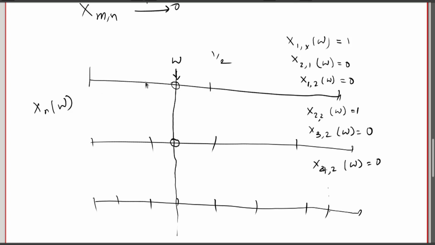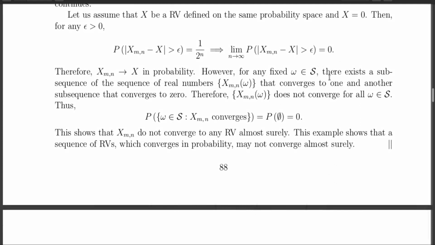So that basically means that for any omega in the interval 0 to 1, this sequence of real numbers does not converge. That's the point here, and that's what we have done here. You fix any omega in S, then there exists a subsequence of the real number sequence that converges to 1, and another subsequence which converges to 0. That means X_n(omega) does not converge for any omega in S. And that shows that the set of omega in S where X_n(omega) converges is basically empty, so this probability is 0. If it does not converge, there is no question about it converging almost surely. So the random variables do not converge to 0 almost surely.